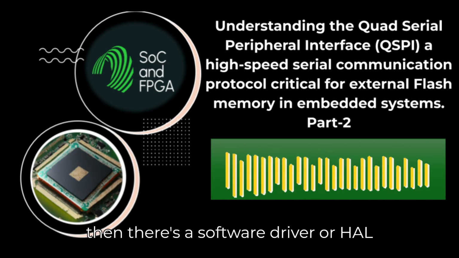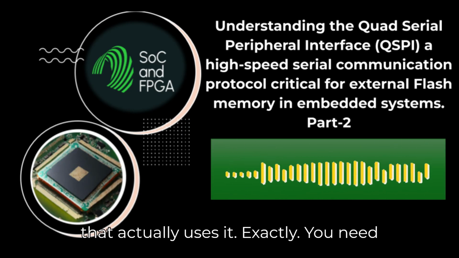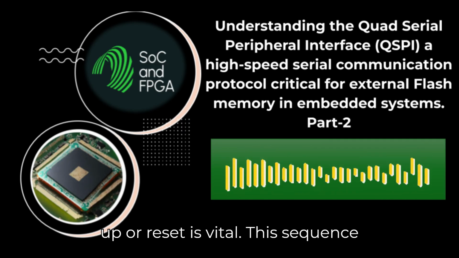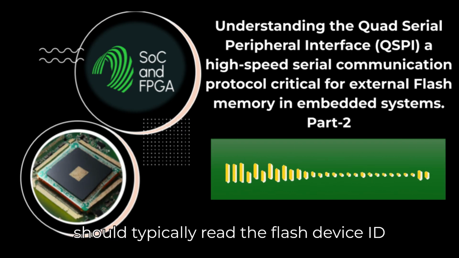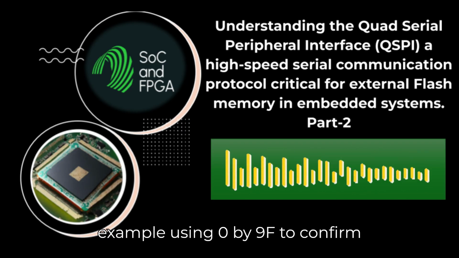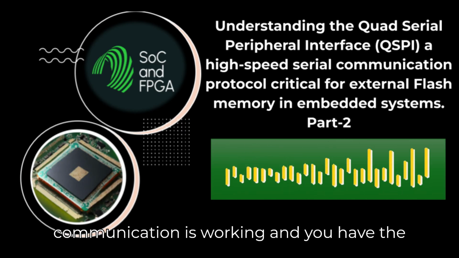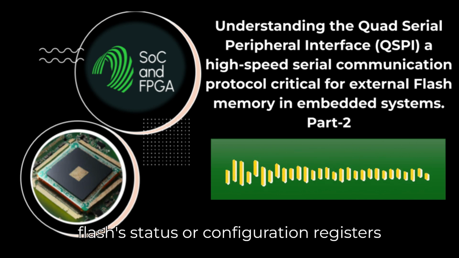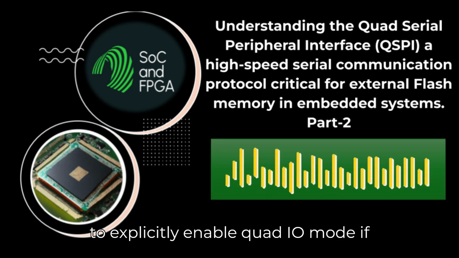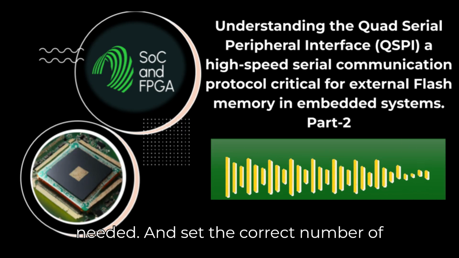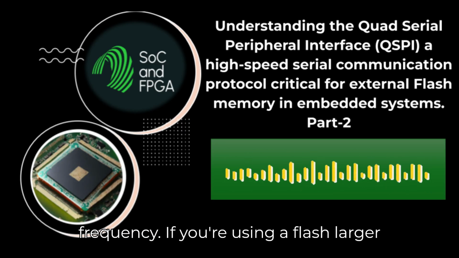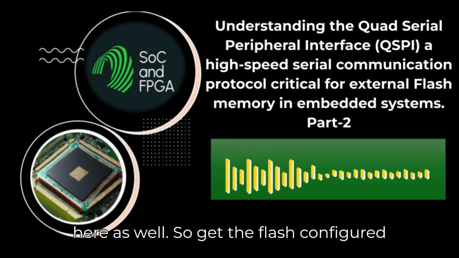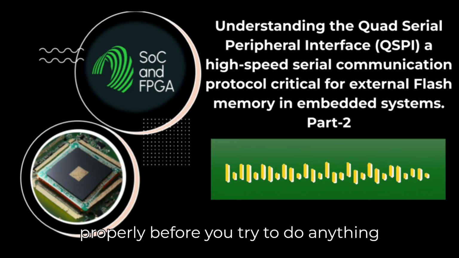Then there's the software driver or HAL that actually uses it. Exactly. You need solid driver code. A robust initialization sequence right after power up or reset is vital. This sequence should typically read the flash device ID, for example using 0x9F, to confirm communication is working and you have the expected chip. Send the write enable command, 0x06. Then write to the flash's status or configuration registers to explicitly enable quad I/O mode if needed, and set the correct number of dummy cycles for your operating frequency. If you're using a flash larger than 16 MB, you'll likely need to send the command to enter 4-byte address mode here as well. So get the flash configured properly before you try to do anything else.